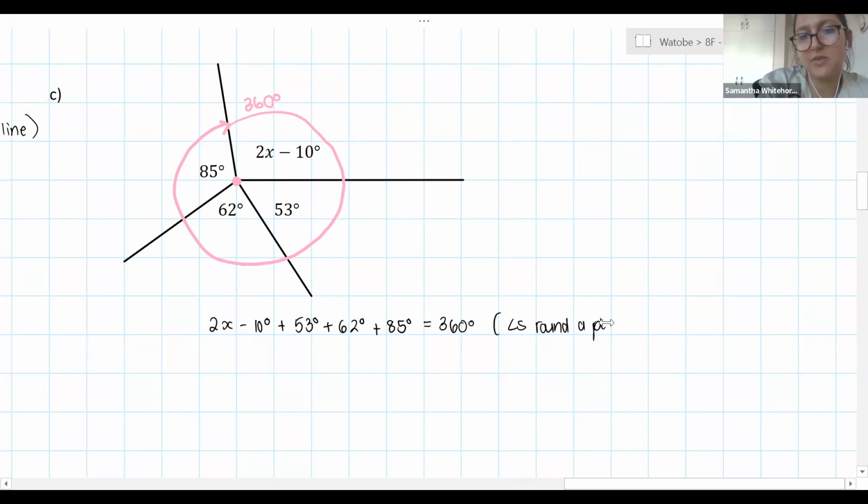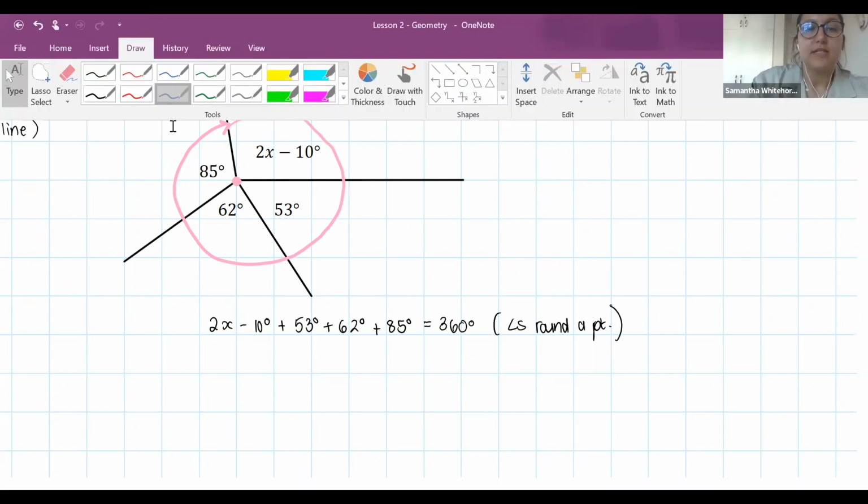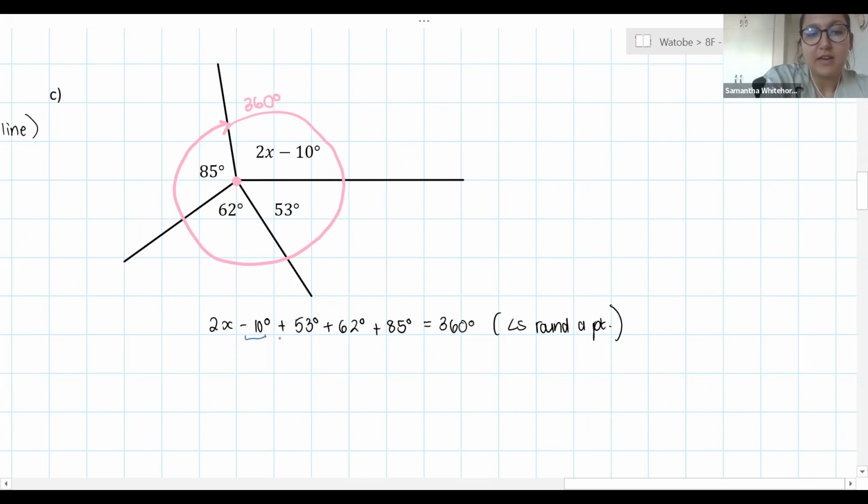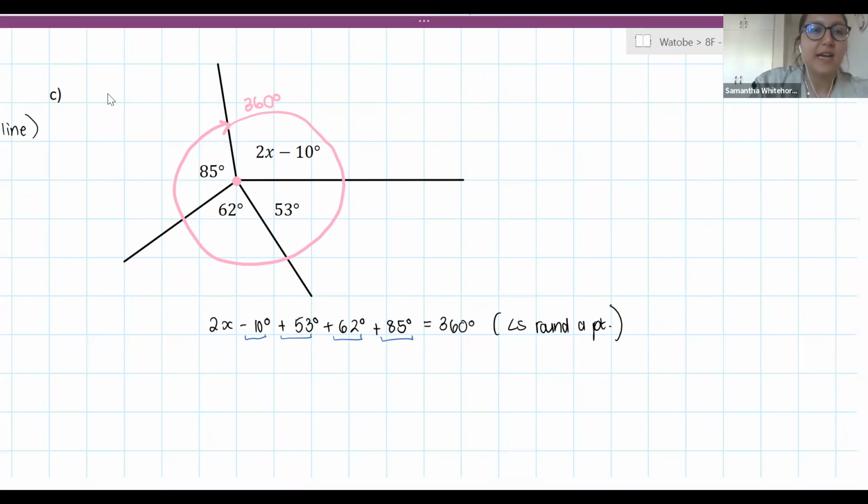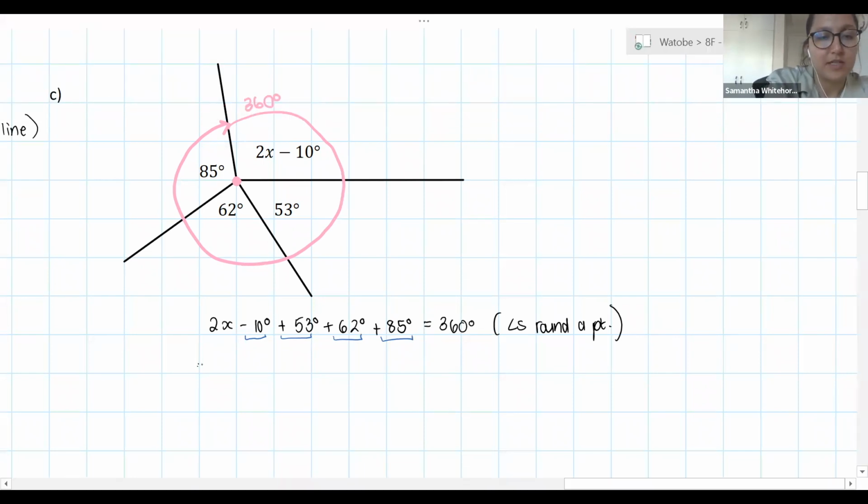Okay, again, guys, we can abbreviate point. We don't have to write out point. PT is fine. You can write out point if you want to. But Lungile has beautifully set up our equation for us. We add all 4 of those angles together and we get 360 degrees. Now, again, what I notice is the fact that the -10, the 53, the 62, and the 85, they're all like terms. They're all constants. So let's just add them together to neaten up the left-hand side.